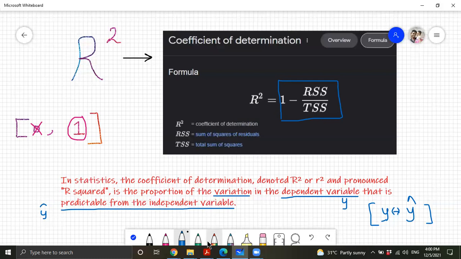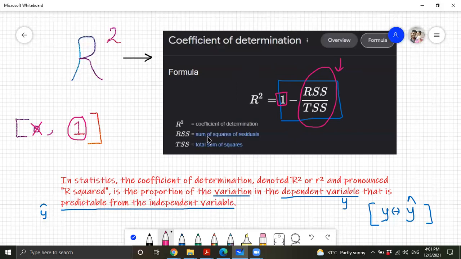Basically, we need to find a model that decreases this RSS over TSS so that it can make the R squared go to 1, right? We need to find the model such that it reduces RSS over TSS. After we build our model, if we calculate R squared and it's nearly 1, that means we have reduced this RSS over TSS. So this is the formula. From this onwards, we are going to take a look at what RSS and TSS are.